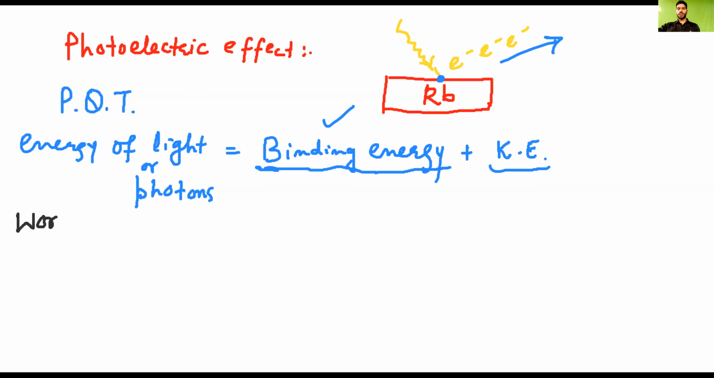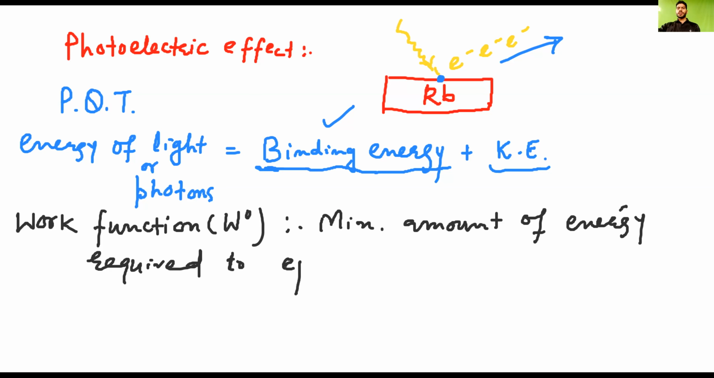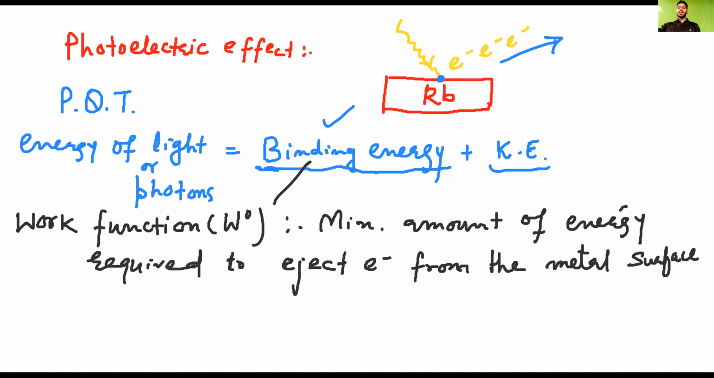So what is actually work function? You will remember, it is represented by W naught, and this work function is simply the minimum amount of energy required to eject an electron from the metal surface, right? So that is your work function. That means this binding energy, you can just call a work function.